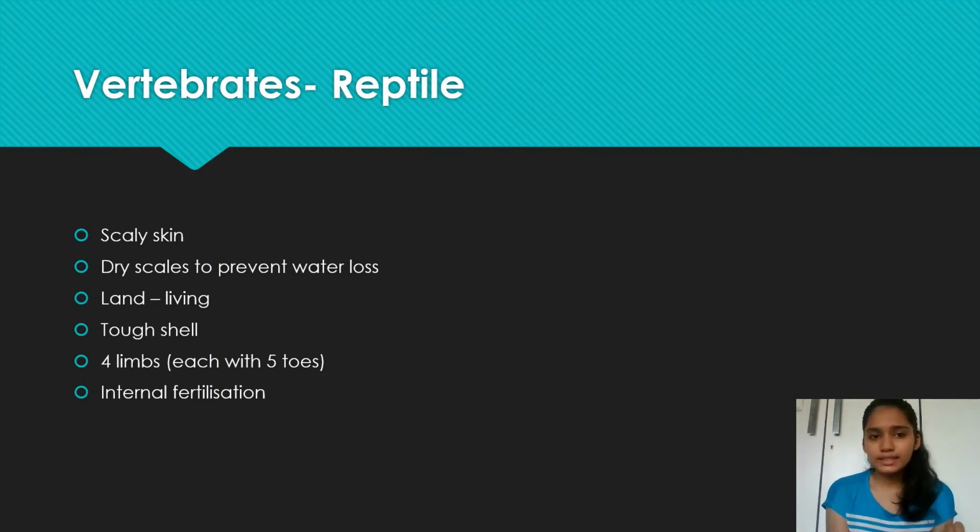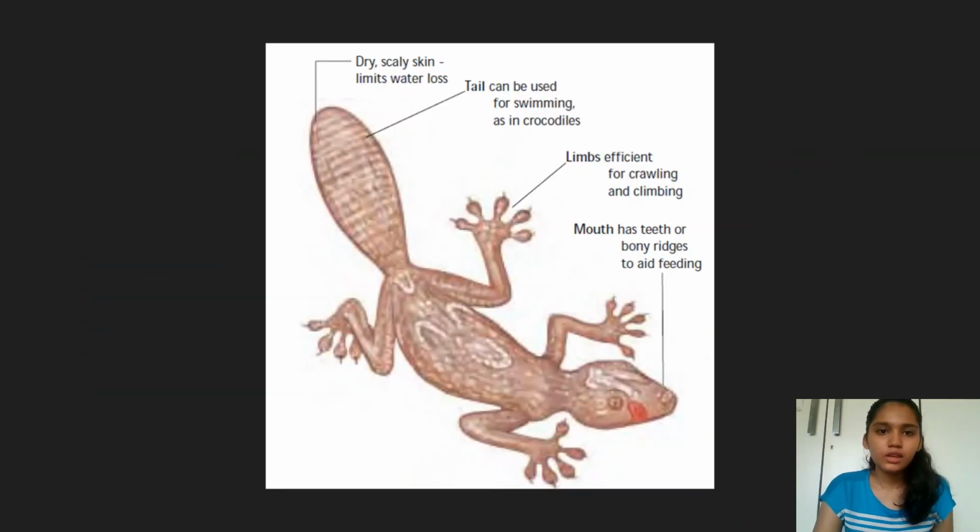Reptiles, you have scaly skin, dry scales to prevent water loss. Land living, because they only live on land, no water. They have a tough shell when they lay eggs. So after fertilization, they lay eggs and then they have a tough shell to protect the offspring. And they have four limbs with five toes each. That's like us, 1, 2, 3, 4, 5, and that's 1, 2, 3, 4 limbs. And internal fertilization. Yeah, this is just a summary. Limbs. Okay, this is like an extra point, but that's just an extra point.